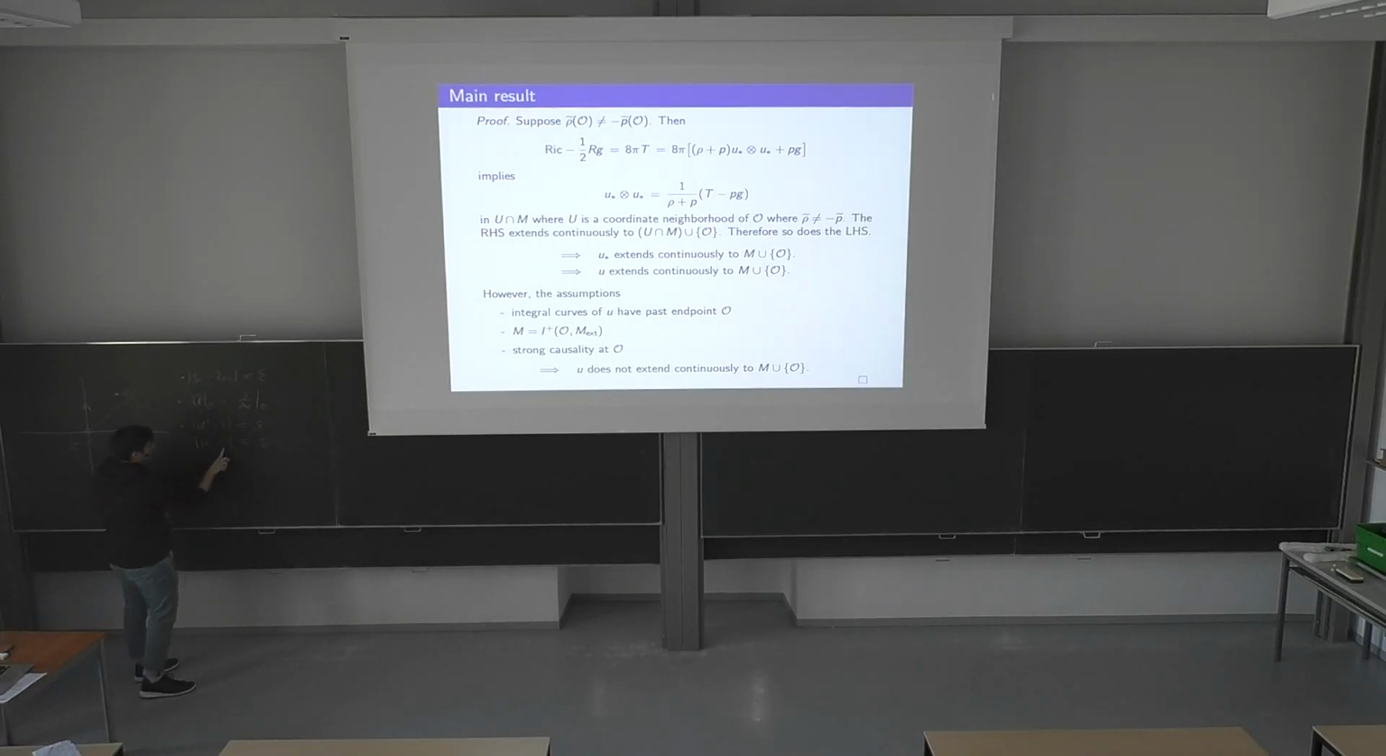Oh, this one, yeah, this should be 0. Okay, and then now you look at the integral curves of u through this vector field, and by this assumption here, we know that they have past endpoint O. So you know that the integral curve of u, in a different color, has to look maybe something like this.